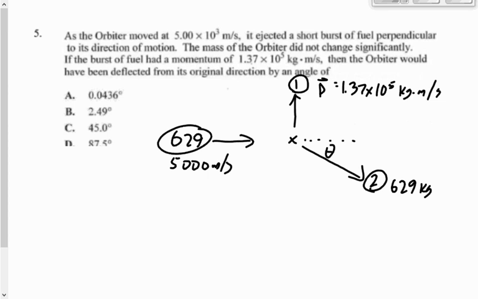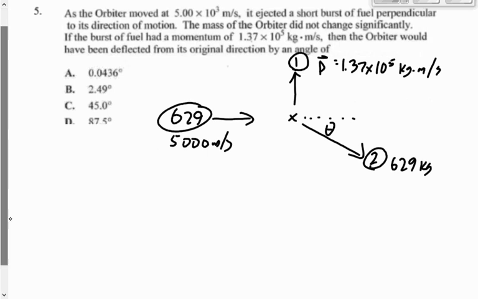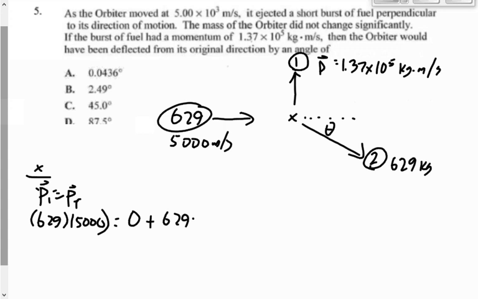All right, X and Y components. Let's say Pi equals Pf. Let's say 629 times 5,000, an object before, 0 for this guy, plus 629 times V2F. Oh, look at that. V2F is just 5,000. So it keeps going at 5,000 horizontally.